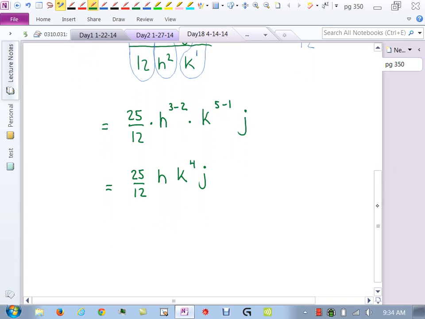Now, today we're going to talk about something that's important, and it's connected to this, so that's why I wrote it the way I wrote it. You see how I wrote this here? I did the number, then I did the h, then the k, and then the j. Now, the h became this, the k became this, and the j just stayed. My question is, are these h, k, and j in the numerator or are they in the denominator?